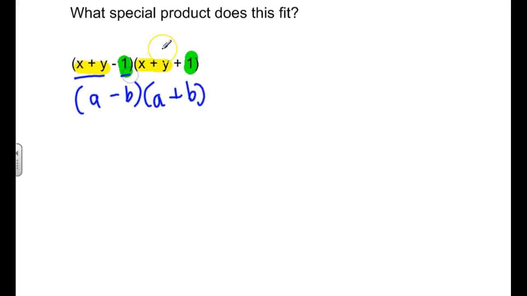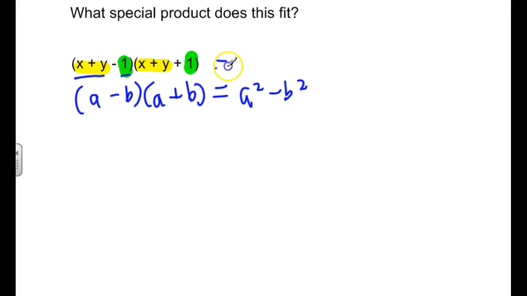Kind of a challenge question. Of those 4 we just went over, which form does this one fit? Stop and give yourself a chance to figure that out. I'll go ahead and tell you. If you look at this, kind of like this, it's a sneaky way of doing this problem. Do you see the form now? A minus B times A plus B. The A is this guy, and the B is this guy. So using that form, you're going to get A squared minus B squared.